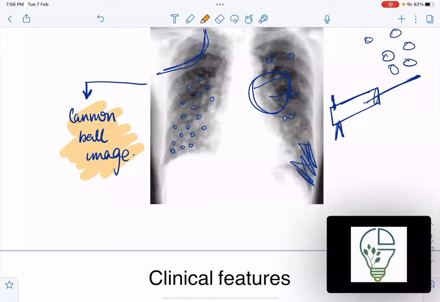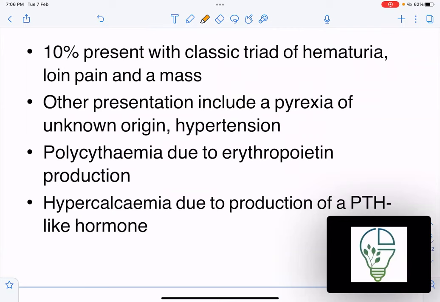The next thing is the symptoms. How does the patient present to you? This is very important for both solving the questions as well as recognizing the patient itself in real life. So it's a classic triad. Triad is anything that comes with three main symptoms.